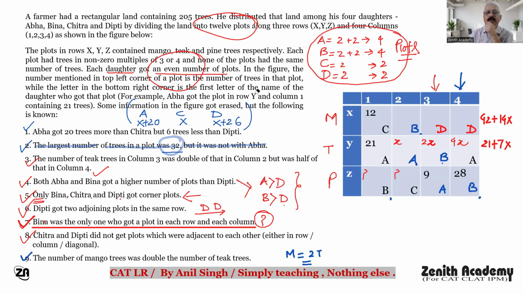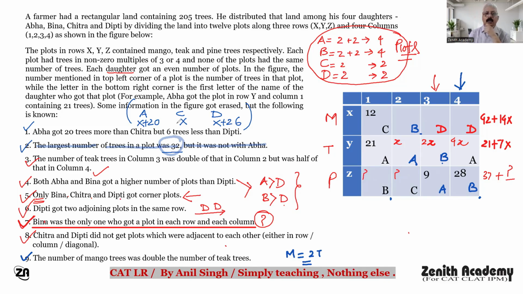Look here. It was given the total number of trees is 205. And here we know the number of mango trees is 42 plus 14x, the teak trees 21 plus 7x. And in this row, the number of pine trees we do not know, but it should be something like 28 plus 9, 37 plus something. This I do not know because the number of trees in this plot is not given here.